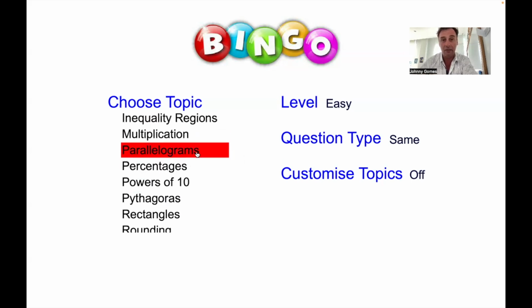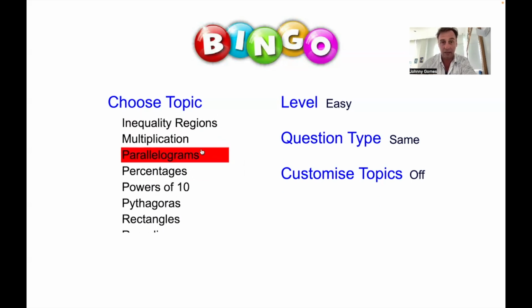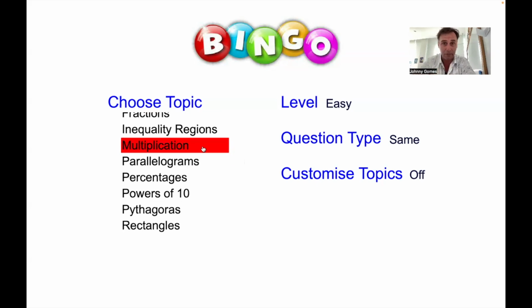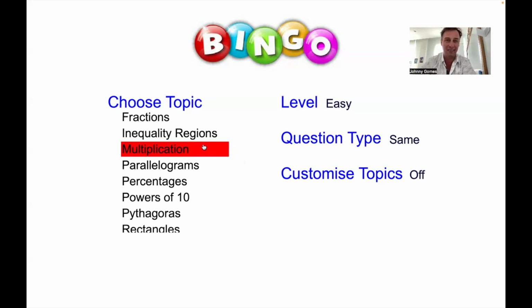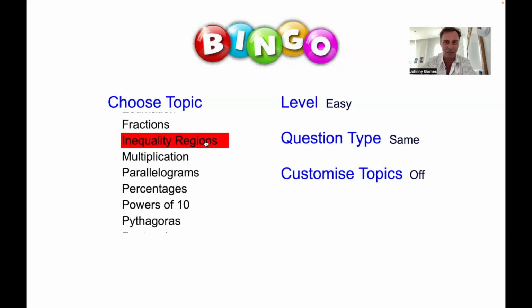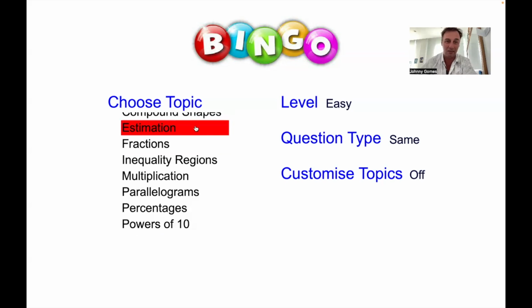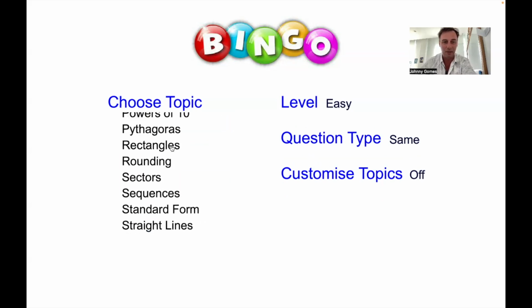So as a teacher, I often used bingo to consolidate a lesson or as a lesson starter, or just as a bit of fun as well, and something where the students tend to get engaged in bingo, and we're reinforcing some knowledge and consolidating skills. So let me talk you through this.